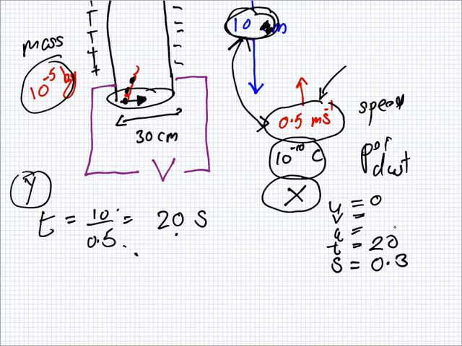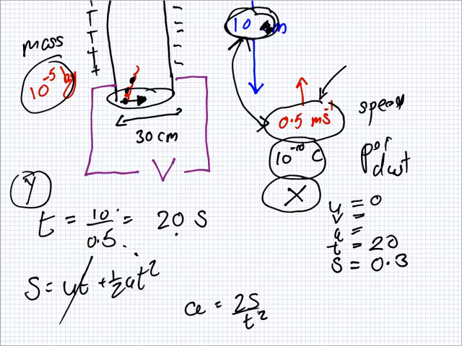Right, I really care about getting the A, so I shall use S equals ut plus a half at squared. The u is 0, so the A, let me see, the A will be 2s over t squared, right? 0.60 divided by 400. So the acceleration is 1.5 times 10 to the minus 3.